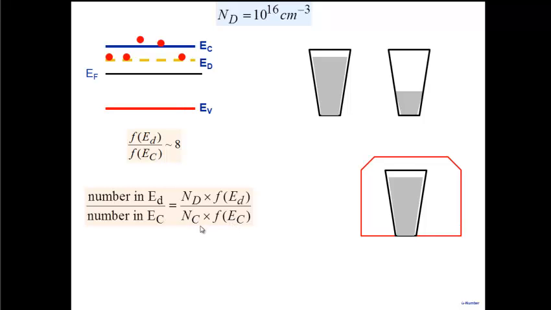If I do this now, what does my number turn out to be? 2.8 into 10 power minus 3, right? 2.8 into 10 power minus 3, which means that there is very little left in the donor here. Almost all of them are here.